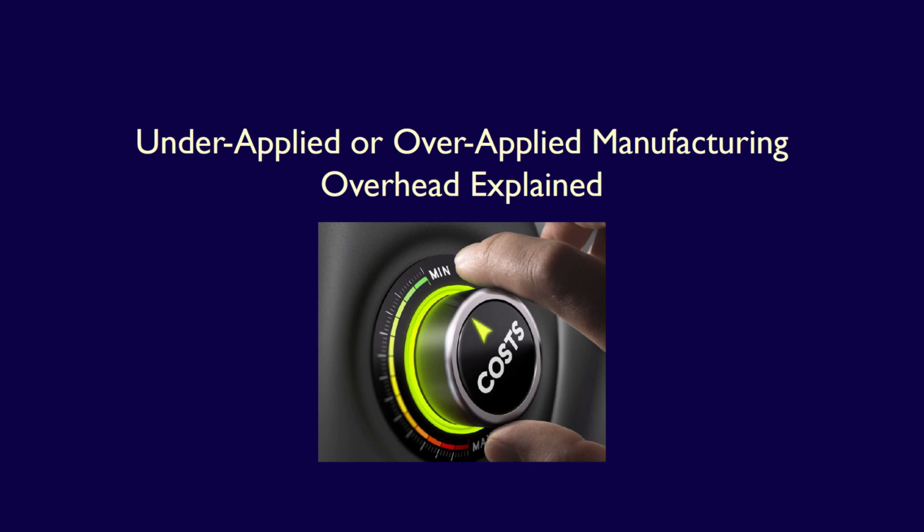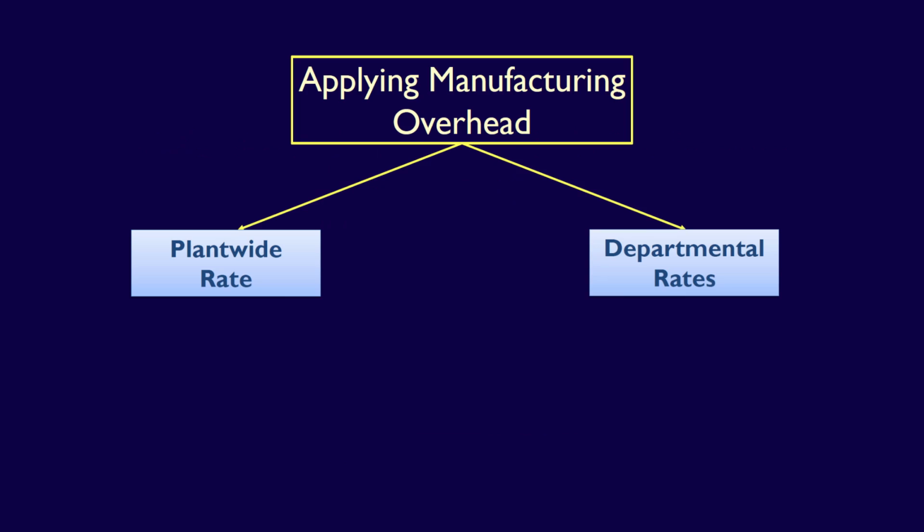In this video, we're going to discuss how to deal with underapplied or overapplied manufacturing overhead, which we'll do using our example of Camilla Inc., a manufacturer of custom cakes. There are two methods we can use to apply overhead to each job, either the plant-wide rate or departmental rates. To determine over and underapplied overhead, we're going to return to the use of the plant-wide rate.